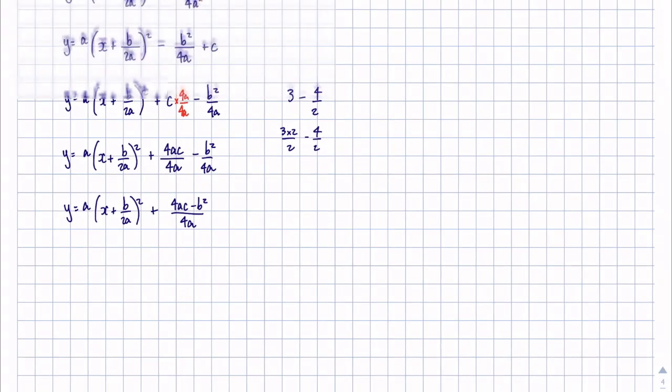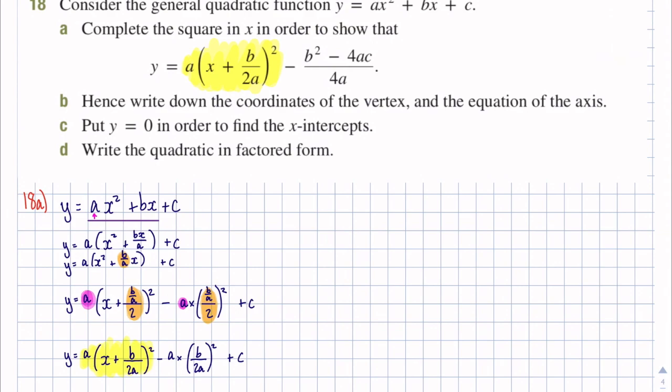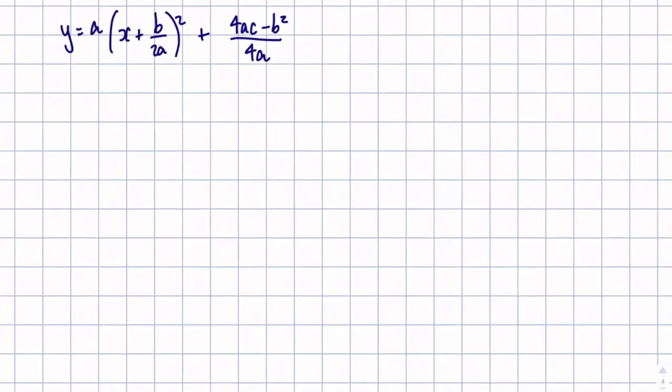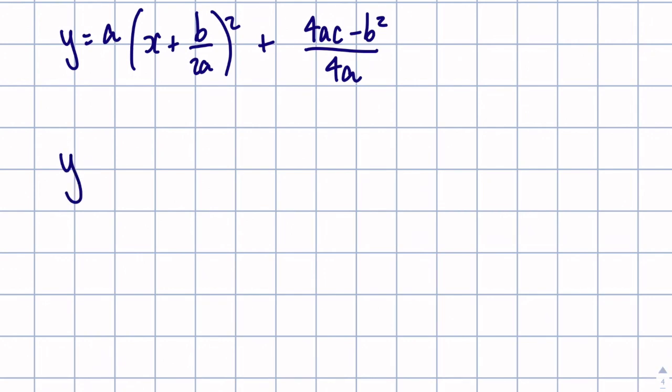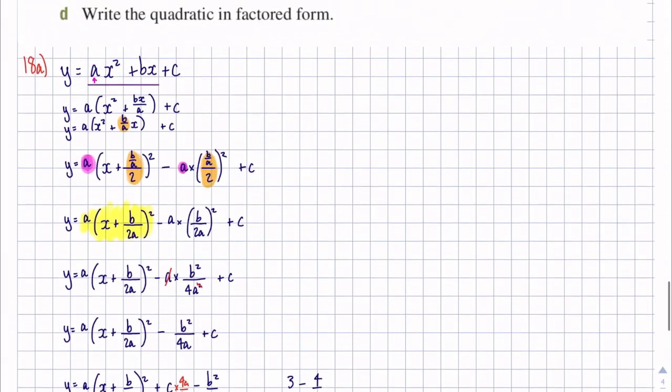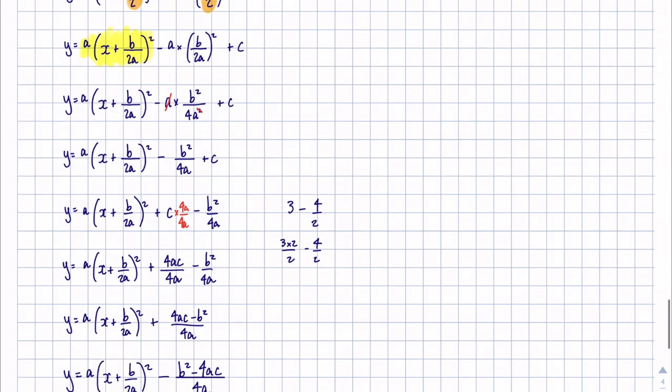Now, in the question that we're aiming for, it actually has a minus out the front of the whole lot. Which means I'm going to have that b squared first because I want the minus out the front of the whole lot. Y equals a, x plus b on 2a all squared, minus, and this becomes b squared take 4ac all over 4a. That's what I wanted, isn't it? Hooray, I'm there.